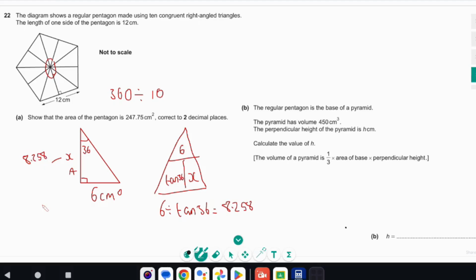To work out the area of a triangle, base times height divided by 2. Gives us 24.77. I need to multiply this by 10, because there are 10 congruent triangles. 2 decimal places gives me 247.75.